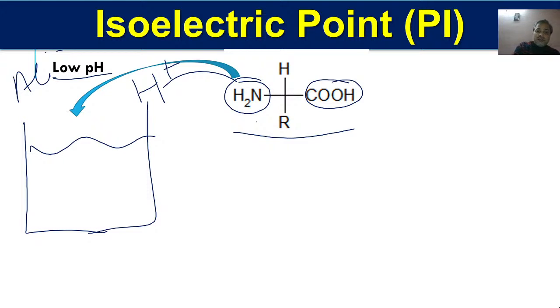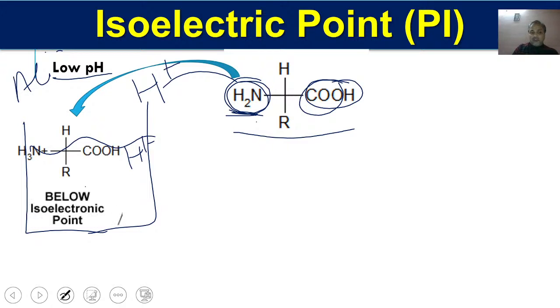So what will happen? This amino acid is here. In this medium we have a sufficient amount of H plus. It means if some group of the amino acid has a tendency to accept H plus, it will accept it. So this amino acid has two groups. One is this one, the other one is this one. This group is going to accept H plus, so it will be converted into a positively charged form. So the amino acid becomes positively charged.